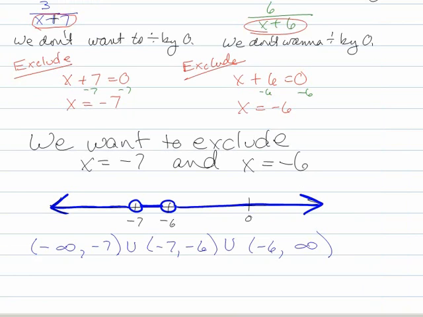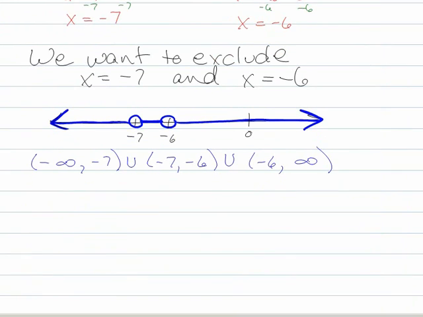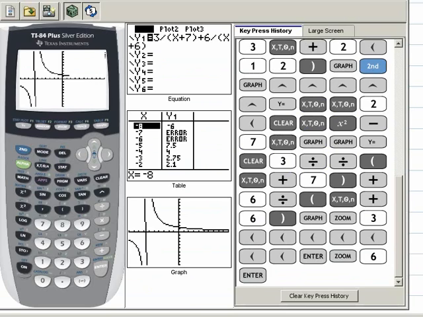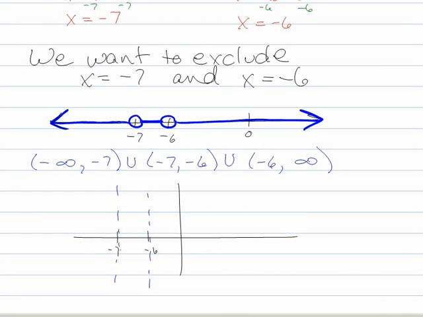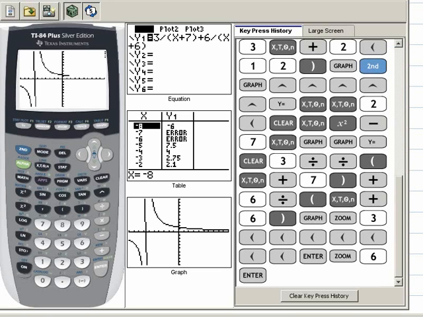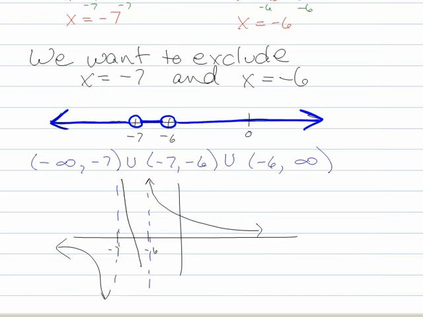This graph, in case you're curious, is actually going like this. So at -6 and -7, it's got these asymptotes. It's going to go down here, like that, and then up here, and then it's probably going that way. It's going like this in the middle.